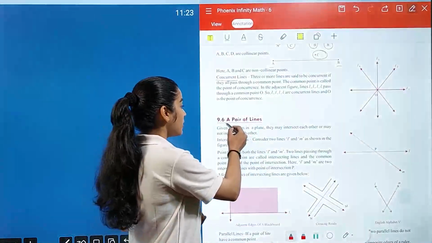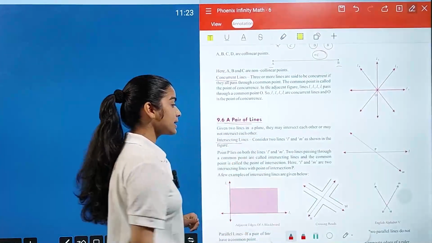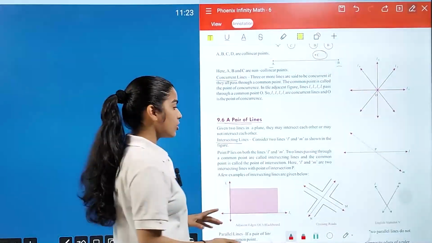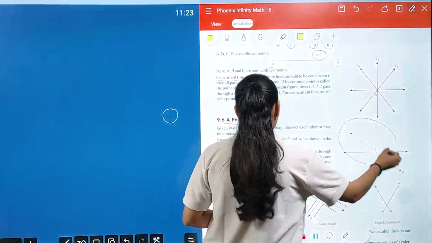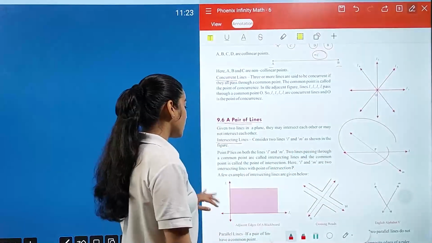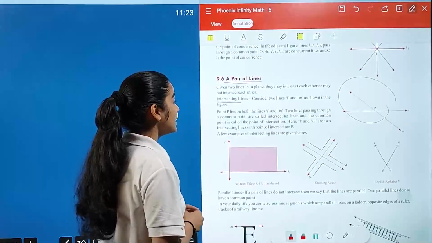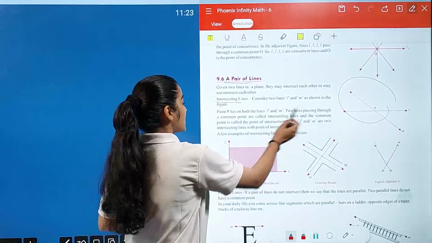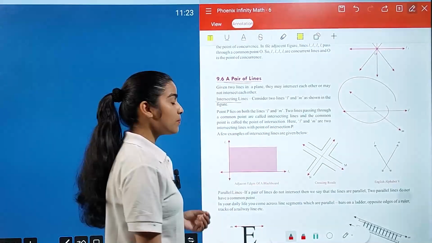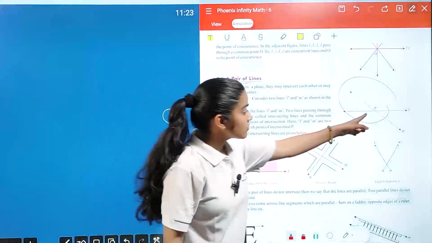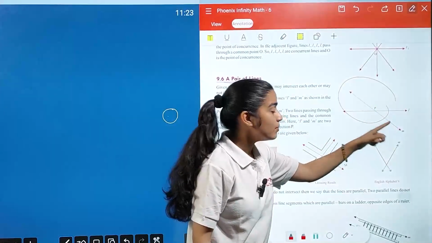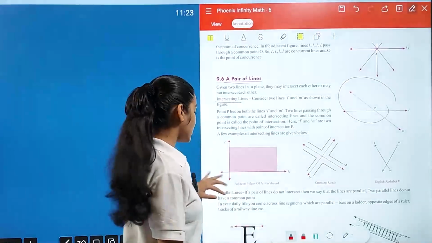Now we have a pair of lines. First of all, we have intersecting lines. When two lines cross each other, they are called intersecting lines. So consider two lines L and M shown in the figure. Point P lies on both the lines L and M. Two lines passing through a common point are called intersecting lines, and the common point is called the point of intersection. So this point P is called the point of intersection, and lines L and M are intersecting each other.